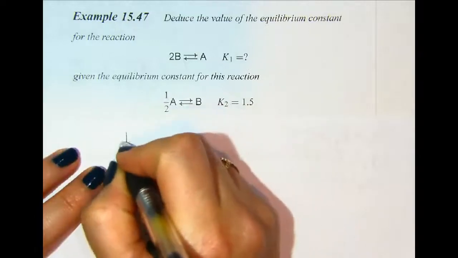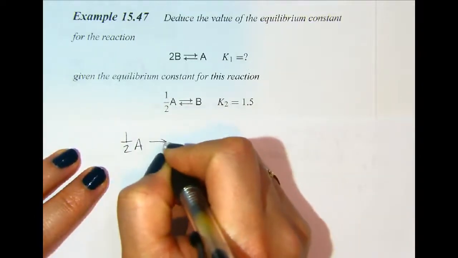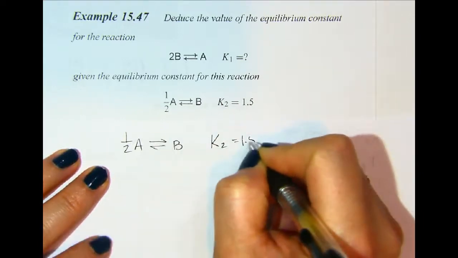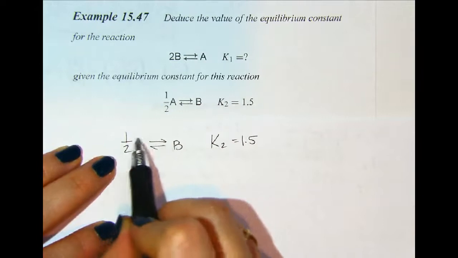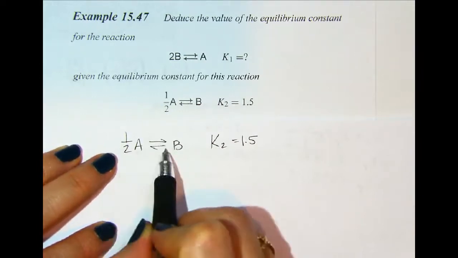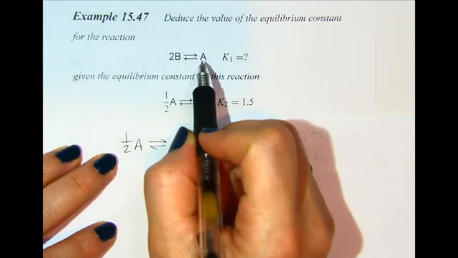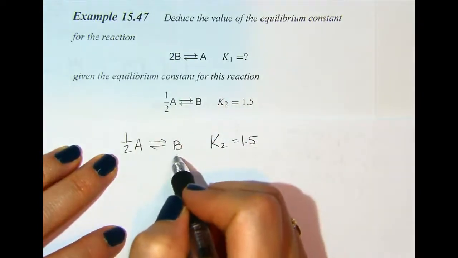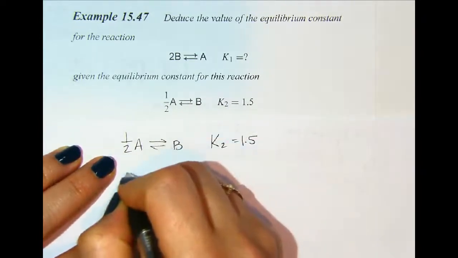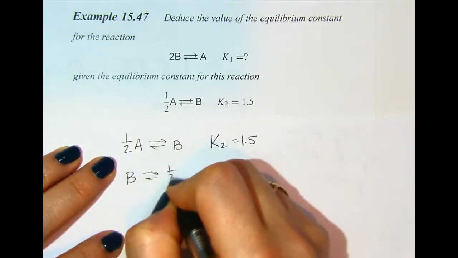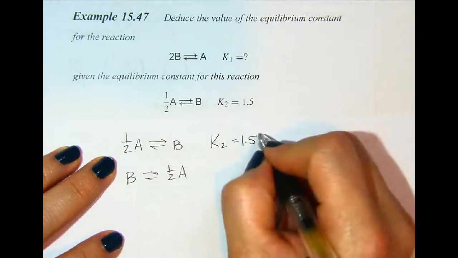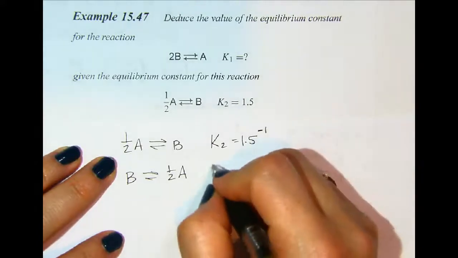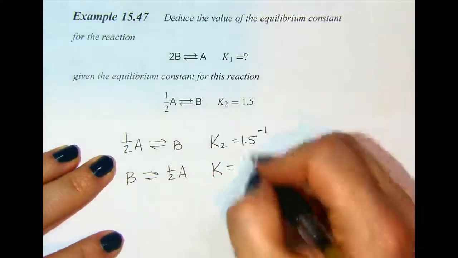So first of all, I'm going to write my second reaction, which has a K2 equal to 1.5. And now I need to make some changes to change this reaction to this one up here. So first of all, notice that it's reversed. So if I were to reverse this reaction and make it B yields 1/2 A, then that means I have to take K2 and raise it to the -1.